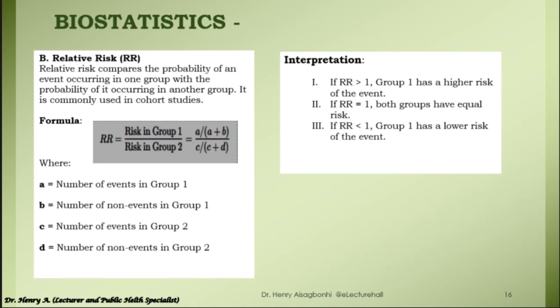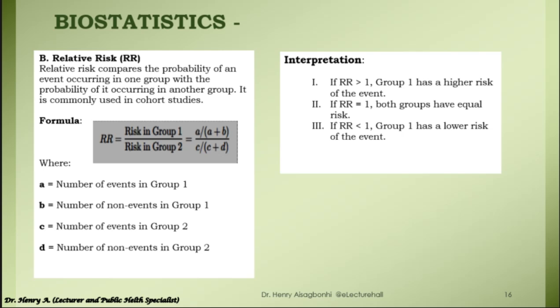Relative risk now. Relative risk compares the probability of an event occurring in one group with the probability of it occurring in another group. It is commonly used in cohort studies.